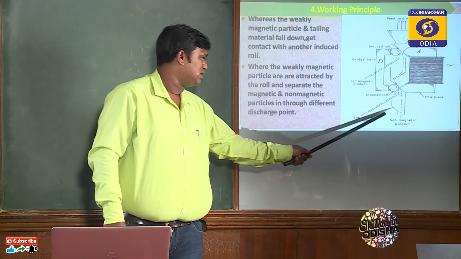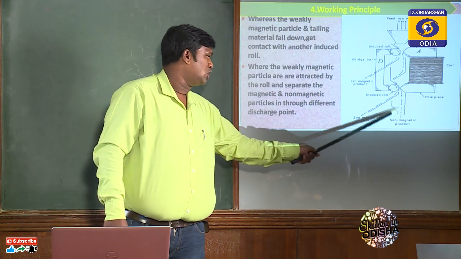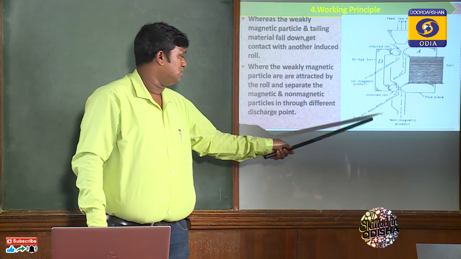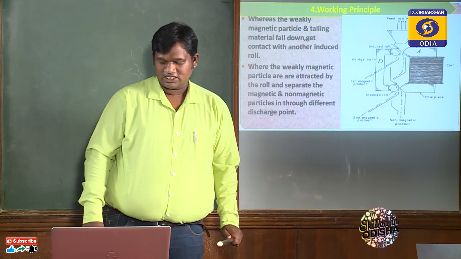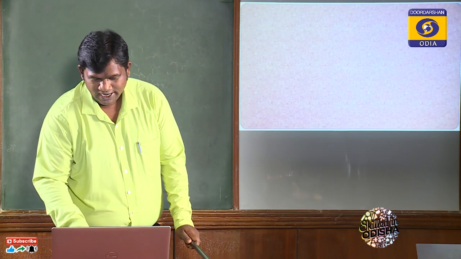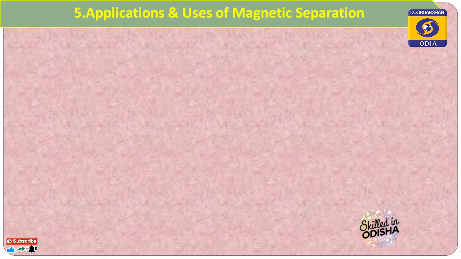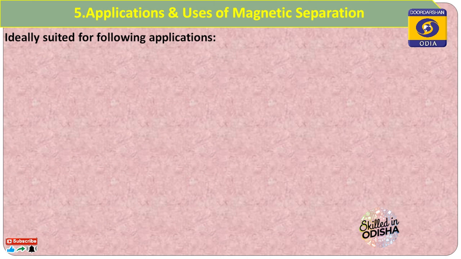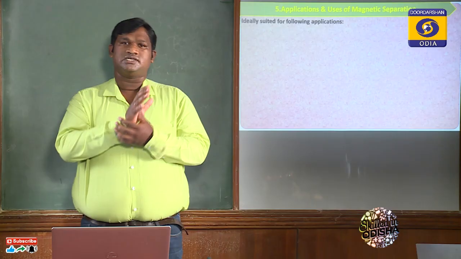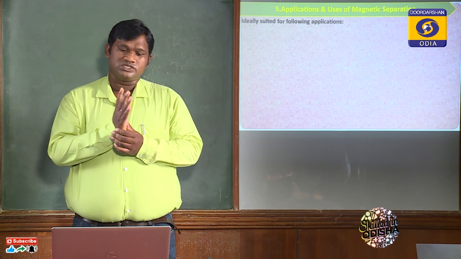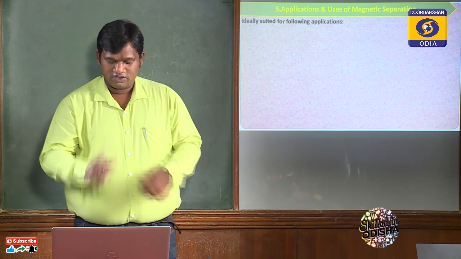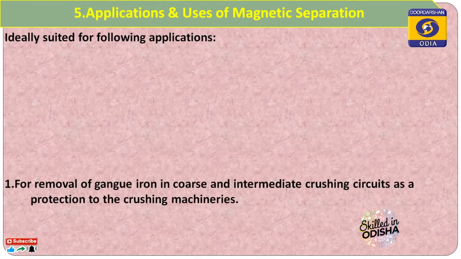There are two discharge points, one for the non-magnetic product and another for the second magnetic product, that is, the weakly magnetic product. So let us come to our last point, that is, the applications and uses of magnetic separation. Basically, where can we apply or use magnetic separation? It is ideally suited for the following applications.